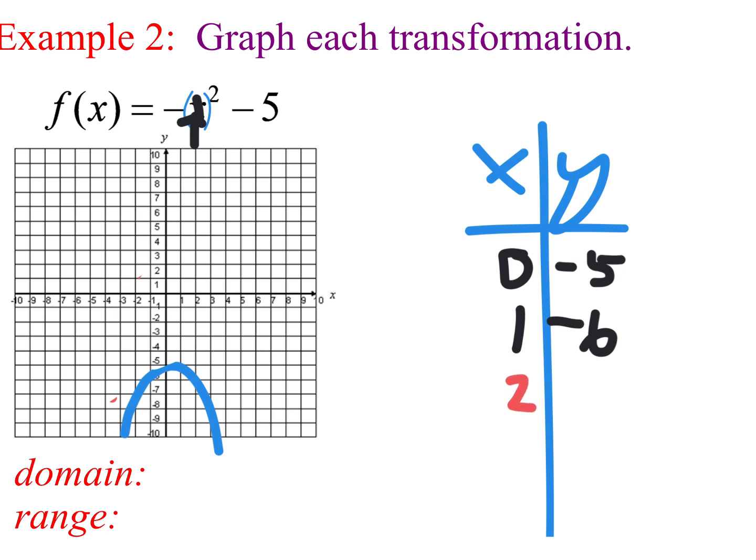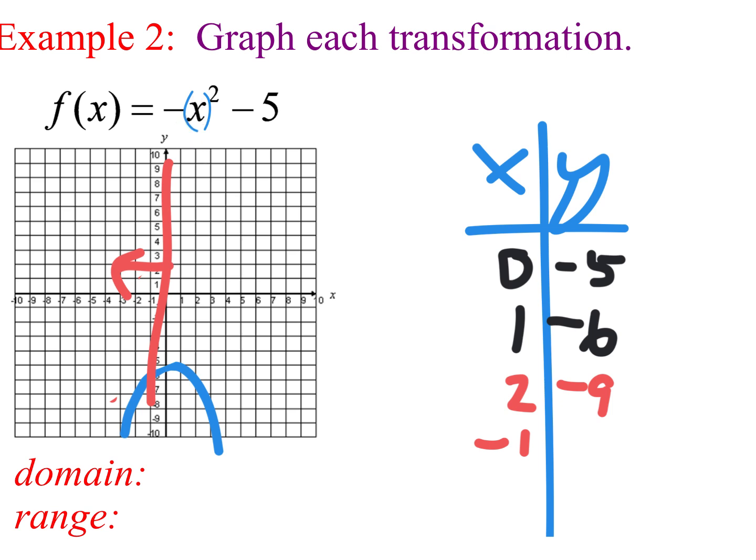Then I put in 2. 2 squared is 4, make it negative. Negative 4 minus 5, negative 9. Then I put in a negative 1. Why? Because you want something on this side of the graph, don't you? So I'm going to put in a negative 1.